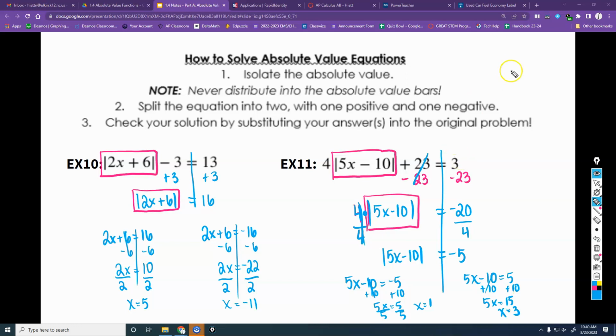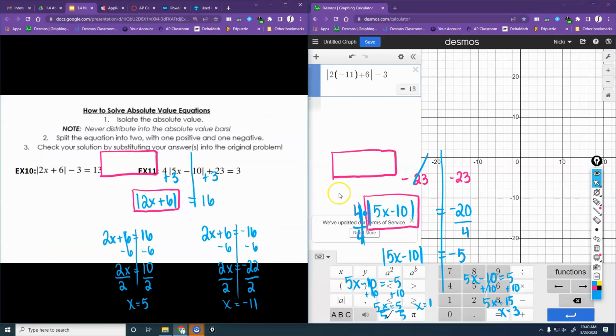Okay, let's flip over here to Desmos and check to see if it's right. Oh gosh, I don't really want to get rid of that. That's a mess. So I got 1 and 3. If I type in, let's just do where we replace it. 4 absolute value of 5 times 1 minus 10 plus 23. Did I type that in right?